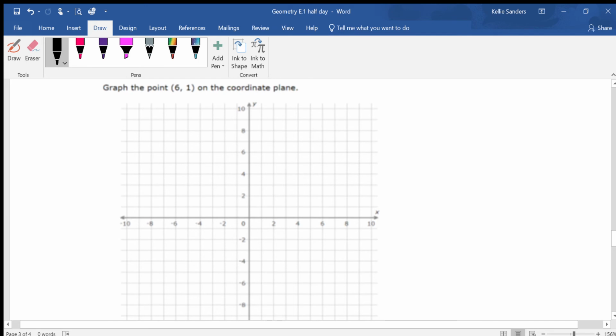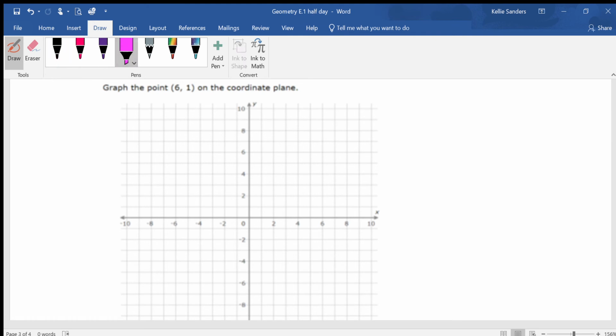Graph the point 6, 1. So we start at 0, 0. I'm going to highlight. We're going to go to 6. And then we're going to go up 1. So your dot's going to go right there.